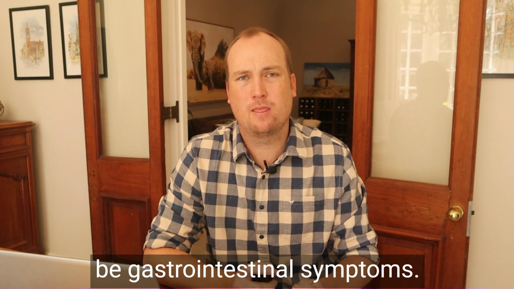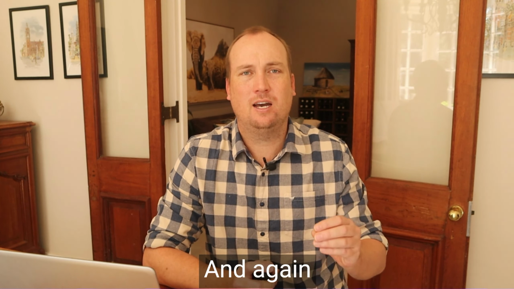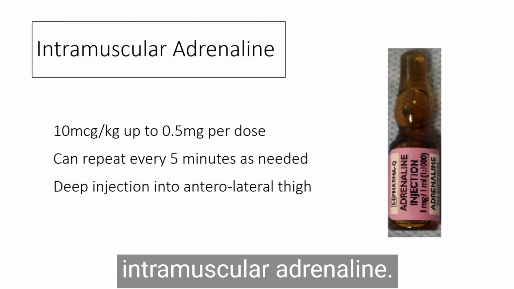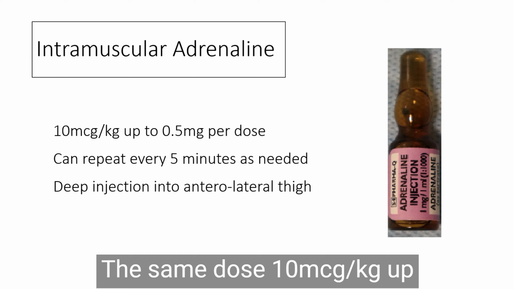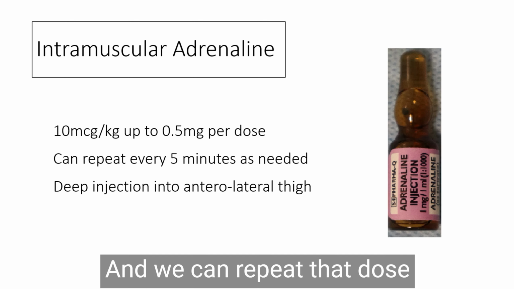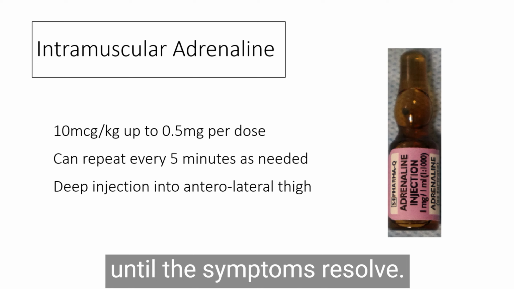gastrointestinal symptoms. So these patients need adrenaline, and again, I would say we should be giving these patients intramuscular adrenaline, the same dose, 10 mics per kilogram, up to 0.5 milligrams intramuscularly stat. And we can repeat that dose every 5 to 15 minutes until the symptoms resolve.